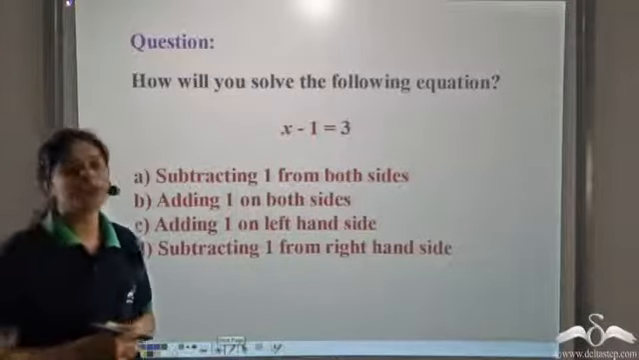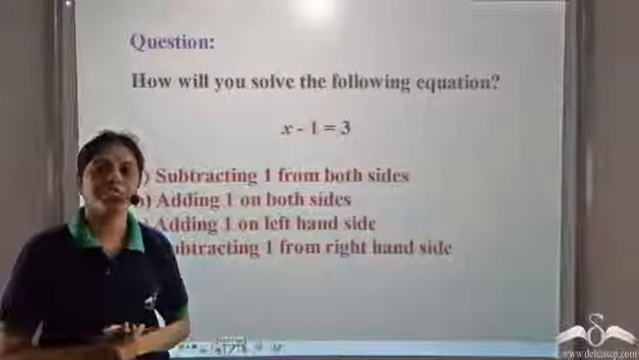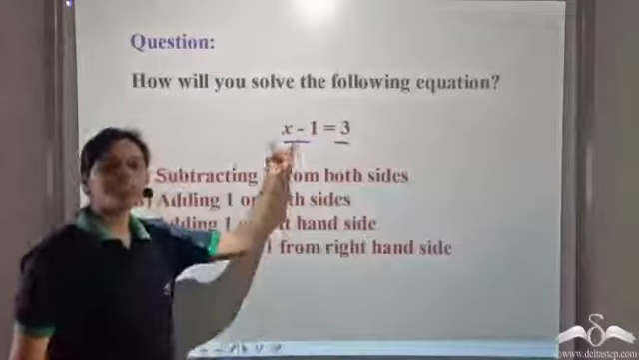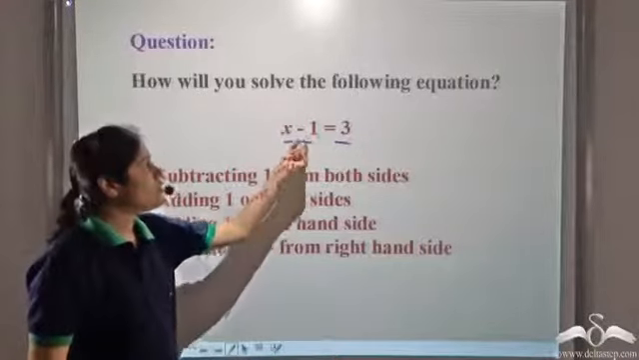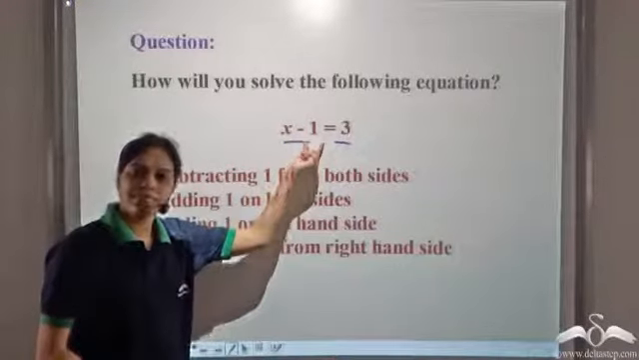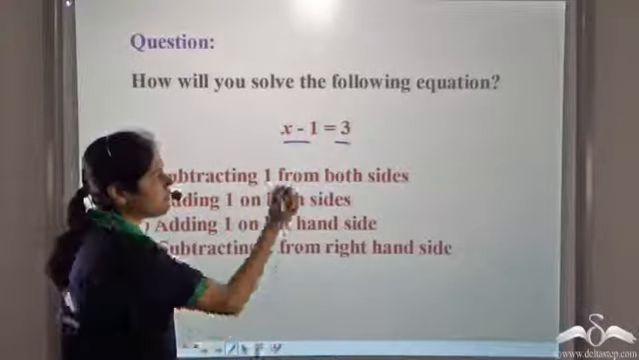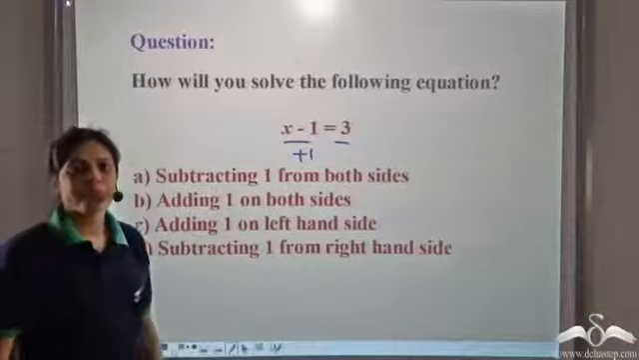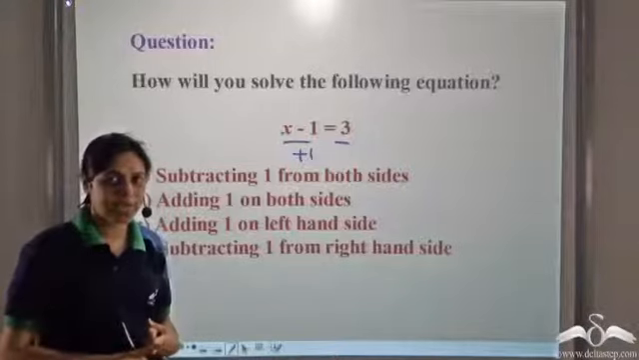Now, how will you solve this equation? x minus 1 is equal to 3. In order to solve this equation, we need to have only x on one side. So, we have to remove this negative 1. In order to remove this negative 1, we need to add 1 to this side. But whatever you do to one side, you must do to the other side as well.